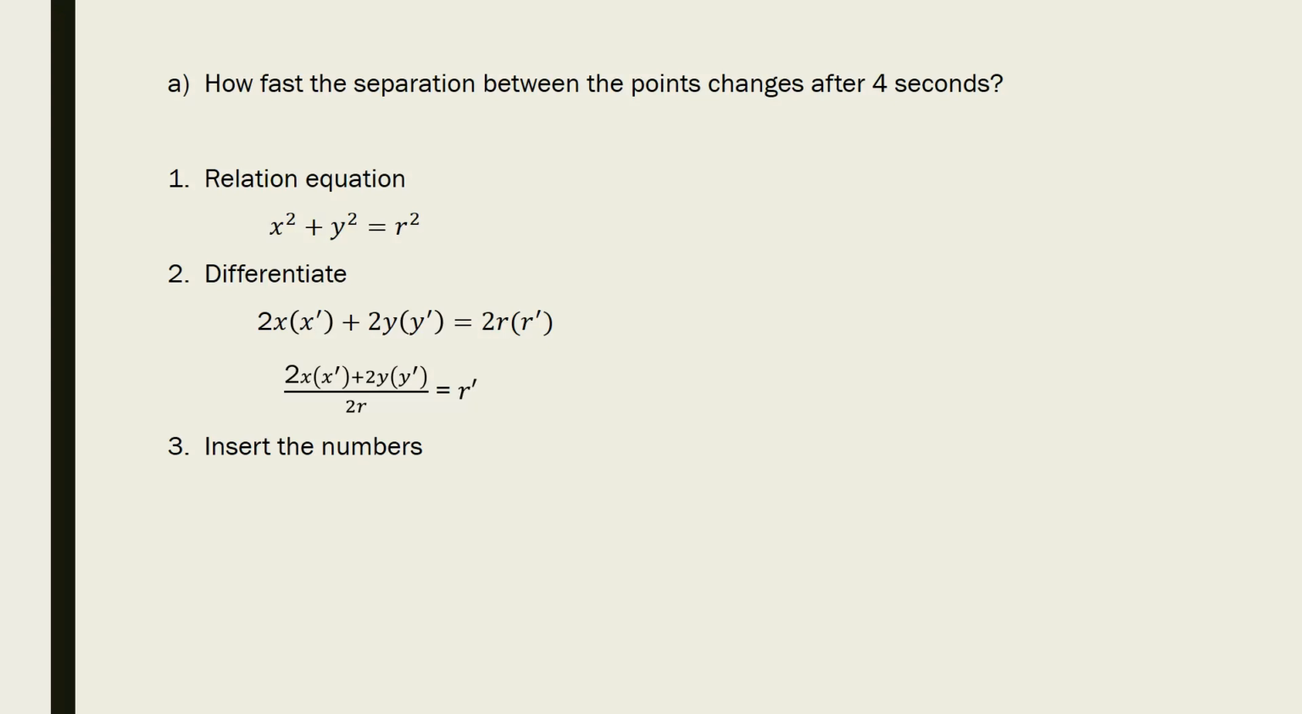And then we can insert the numbers at the changes after 4 seconds. So 2 times 8 times minus 1 plus 2 times 6 times 1.5 over 2 times 10 will be our r prime. And our r prime, which is dr over dt, is 0.1 meter per second.